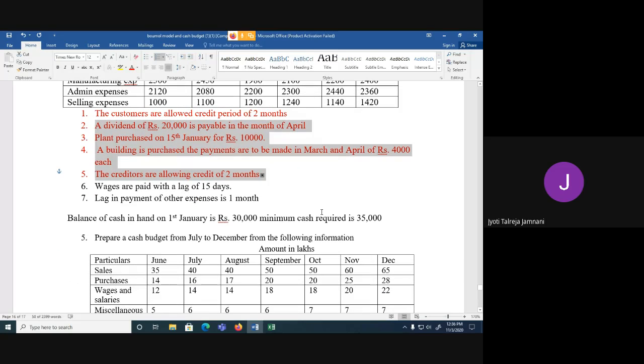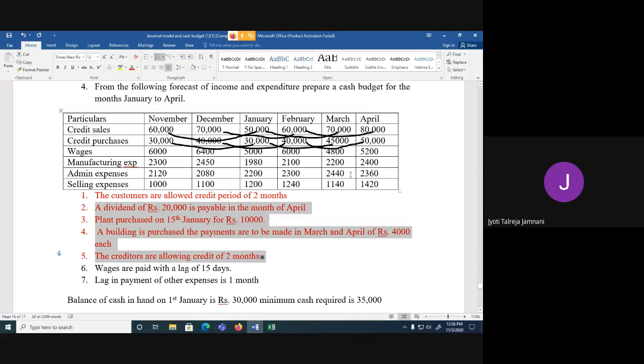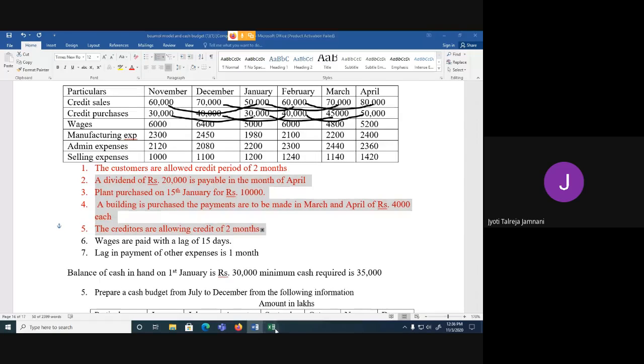Wages are paid with a lag of 15 days. So we are again here, if you observe, wages are to be paid half monthly with a lag of 15 days, which means half month. So like we did in the previous sum, half in the current month and half of the previous month, the same way we will do it.